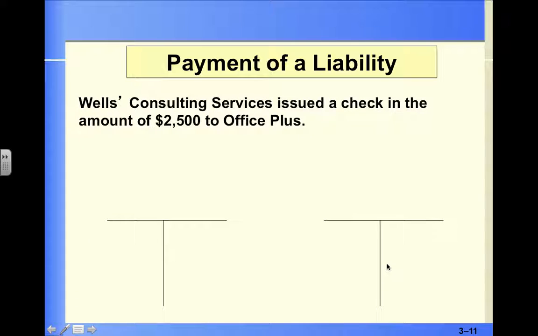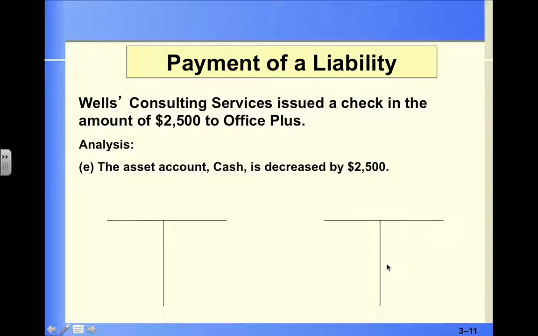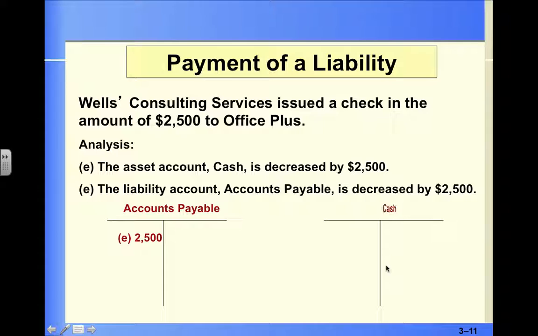One more. You pay a liability. Okay. So you say to yourself, when I pay someone money I owe them, I now owe less. So just do what we did in chapter 2. Accounts payable goes down. How do you decrease accounts payable? You decrease it with a debit. And how do you pay anybody? You pay them with cash. And how do you decrease cash? You decrease it with a credit.